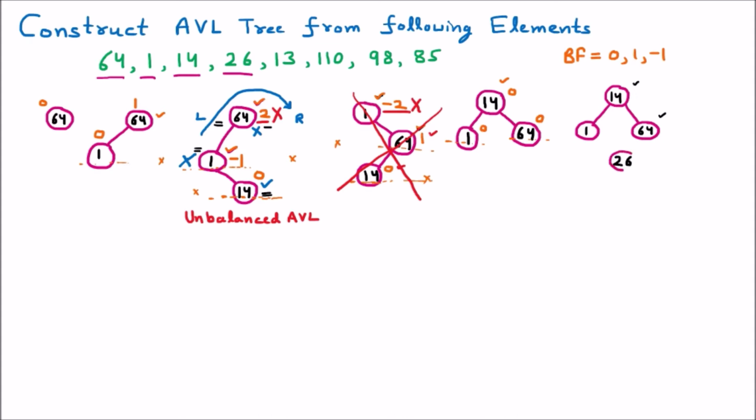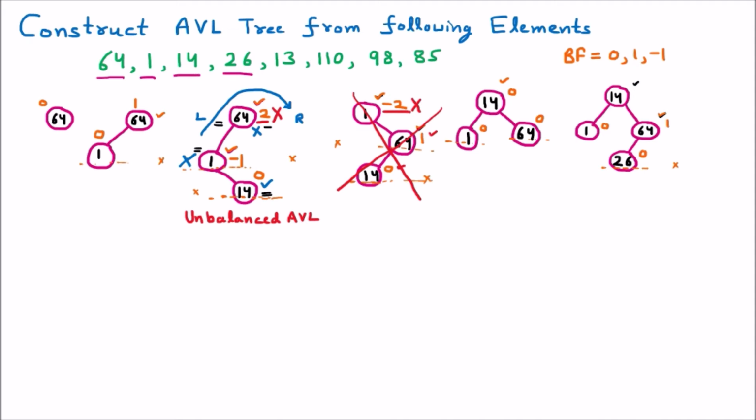And this 26 is at the left of 64. Now we are going to find the balancing factor. All the leaves have balancing factor 0. Now talking about node 64 here. On the left we have 1, on the right there is nothing. So 1 minus 0 is 1.